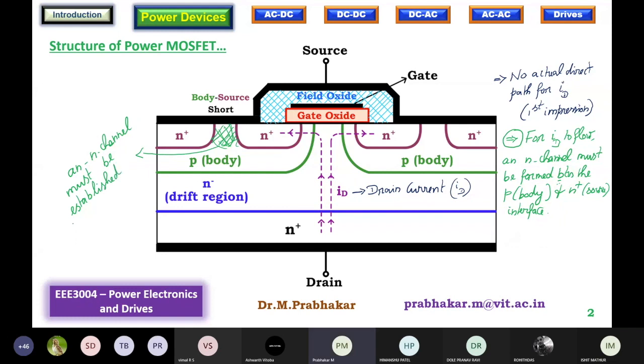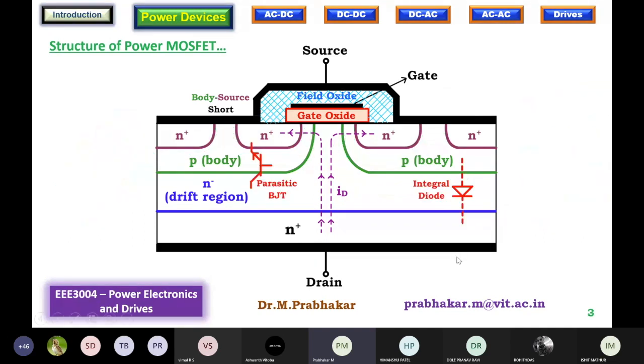Let us see how the N channel gets established. Only when this channel gets established here and here also. This is again the p-type body layer, N plus interface. This is also the p-type body, N plus layer interface. So channels must be established between the p-type body and the N plus layer. Everything is interconnected inside the structure. So this is where field effect is going to be helpful. Let us try to understand that field effect principle.